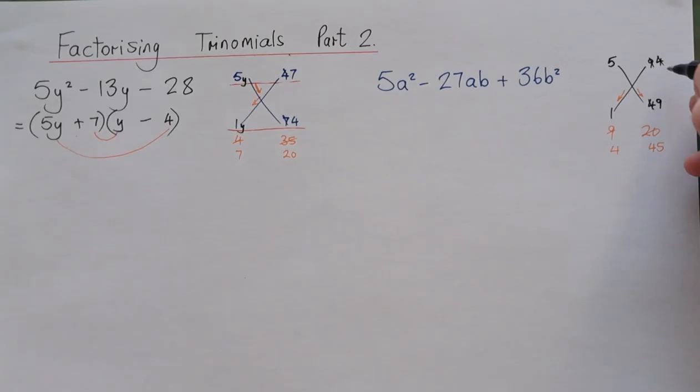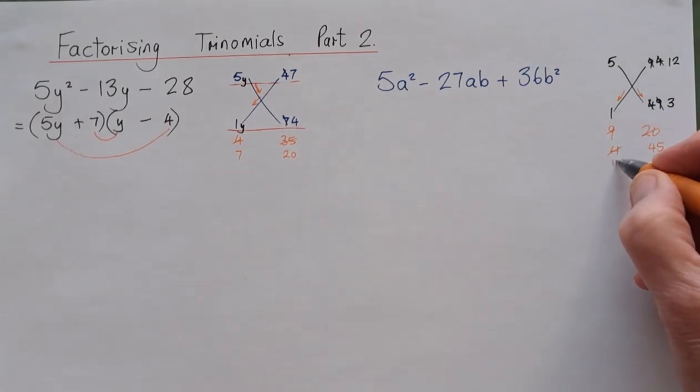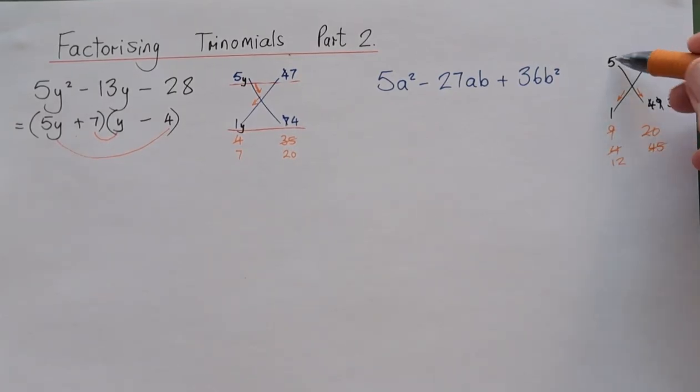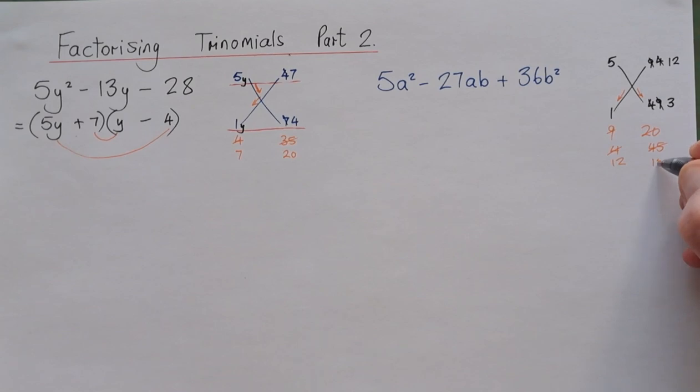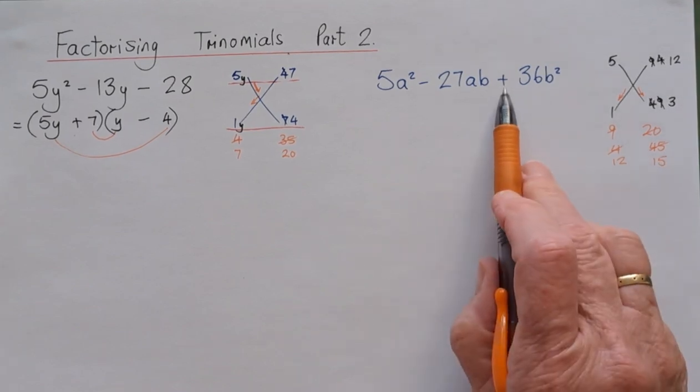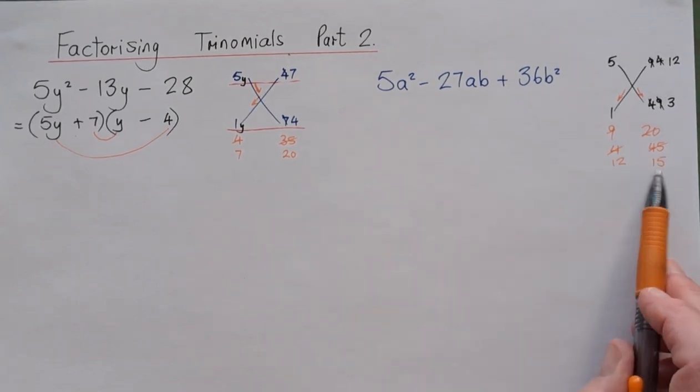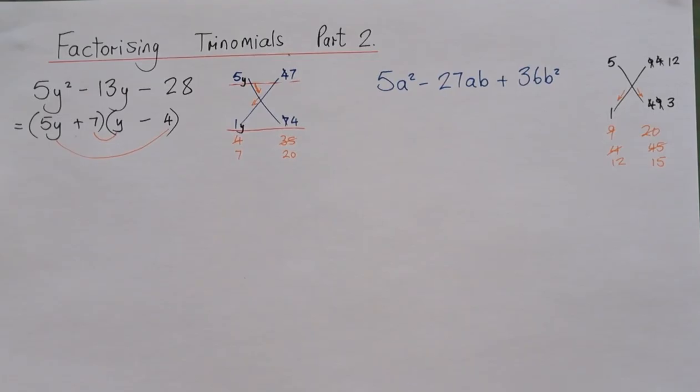So let's try 12 times 3. Again, multiplying down, 12 times 1 would give me 12, and 5 times 3 is 15. I'm in an addition situation. Can 12 and 15 give me 27? Yes, they can.